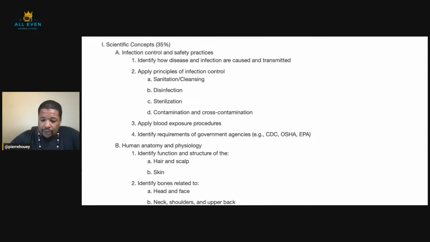If the product label states complete immersion, the entire implement must be completely immersed in the solution. Basically, just do what it says.